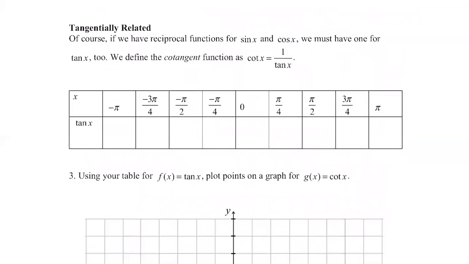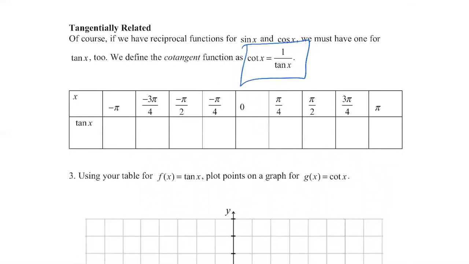Tangentially related. Well, of course, if we have reciprocal functions for sine of x and cosine of x, we must have one for the tangent of x too. And we define the cotangent function as cotangent of x equals 1 over the tangent of x. So, time to build a table of tangent values.